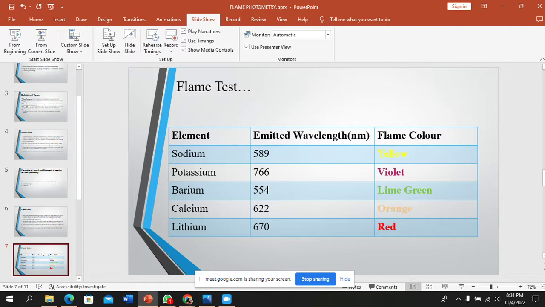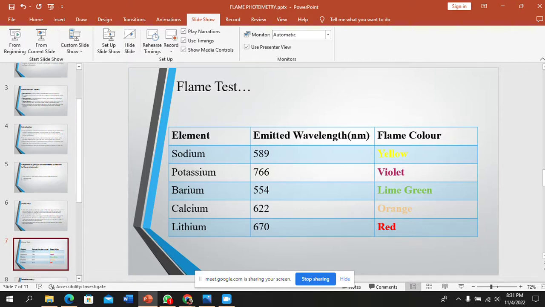Yellow. So we have yellow, then we have potassium at 766 nanometer, it is violet. What about lithium? What is the flame color of lithium? Red. So we have lithium. When you burn lithium in an oxidizing flame, it will produce a red flame.